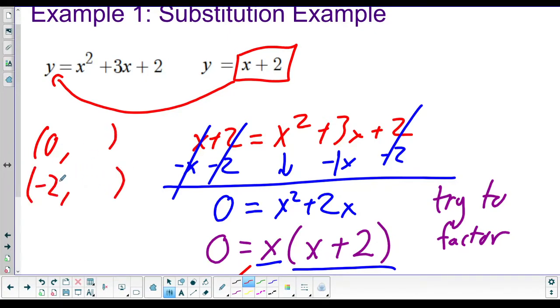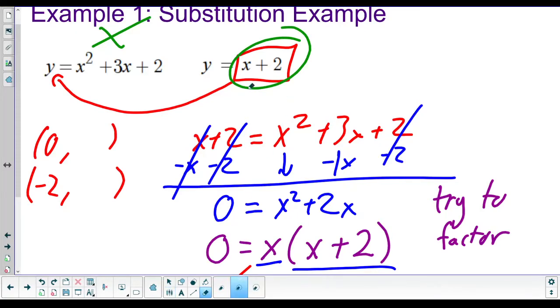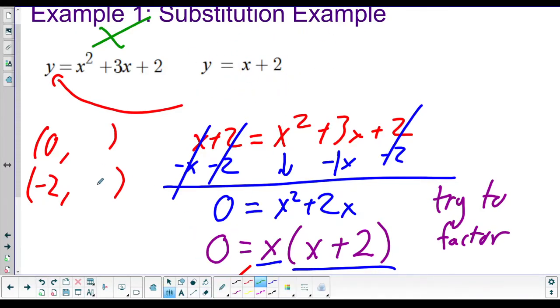Now we need to plug these back in to whichever equation we think is easier to get y. I'm going to give you a hint. You got one guess on which equation is easier. The left one, Mr. Barton. Wrong. This one. Use this one. It's easier. There's no squared. So we're going to plug our x's into this, and that will give us our y values.